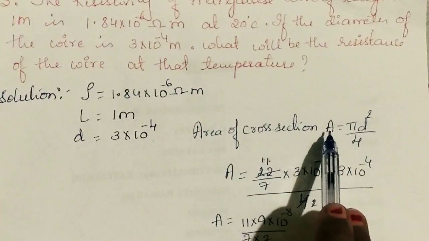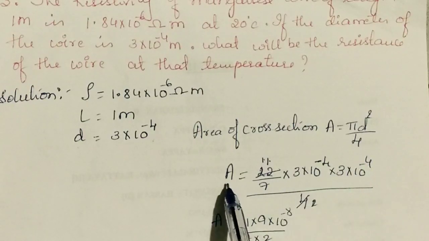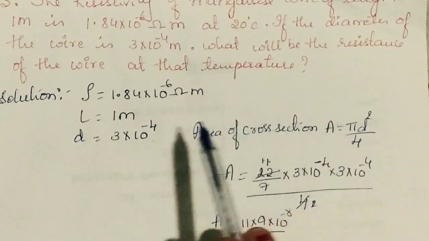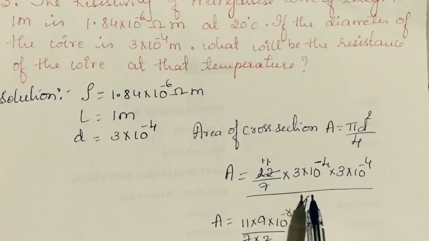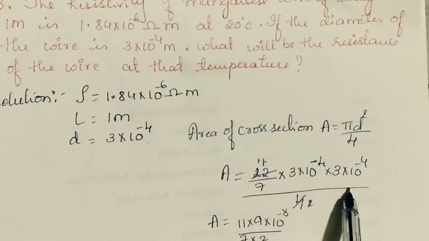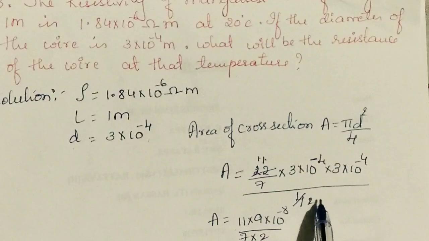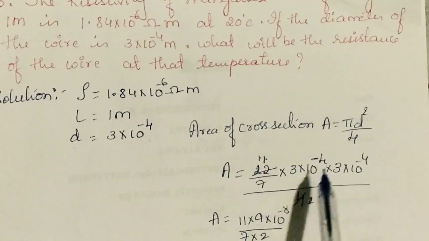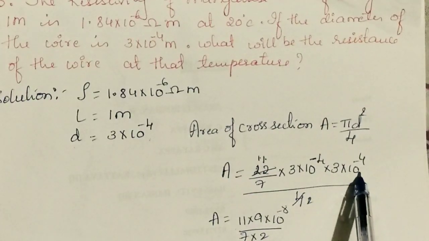Area of cross section A is equal to, we know the formula, pi d square divided by 4. So, A is equal to, what is the value of pi? 22 by 7 into, what is the diameter they have given in the question? 3 into 10 to the power of minus 4. So, 3 into 10 to the power of minus 4 into 3 into 10 to the power of minus 4, whole divided by 4. 2 2s are 4, 2 11s are 22. Therefore, A is equal to 11 into 3 3s are 9, into 10 to the power of minus 4, and here also 10 to the power of minus 4.